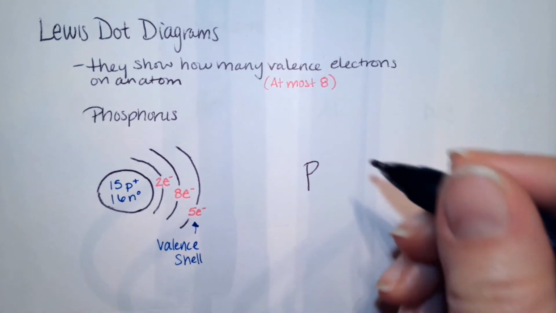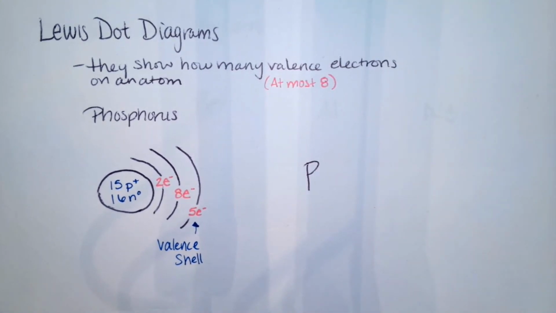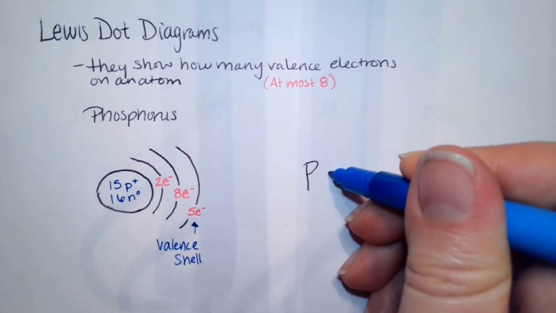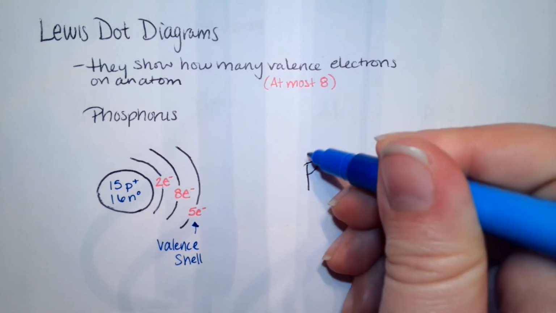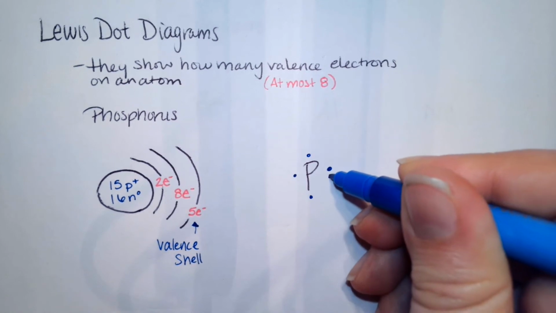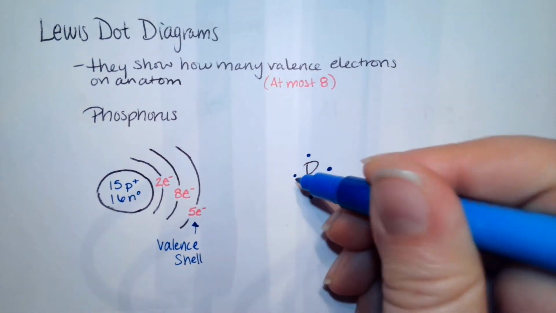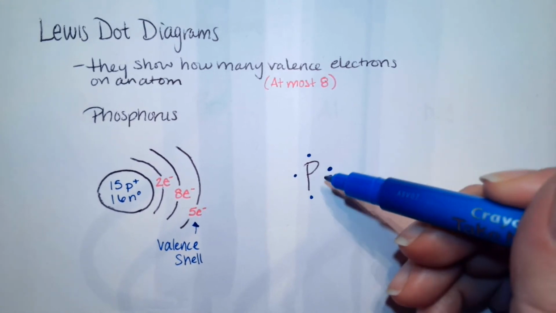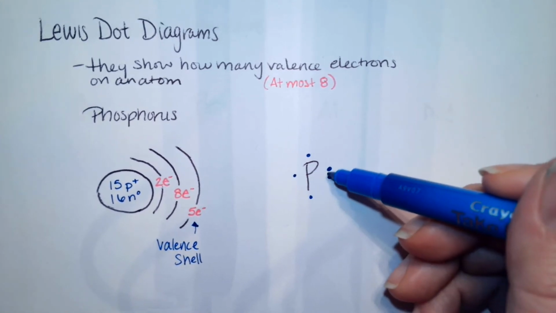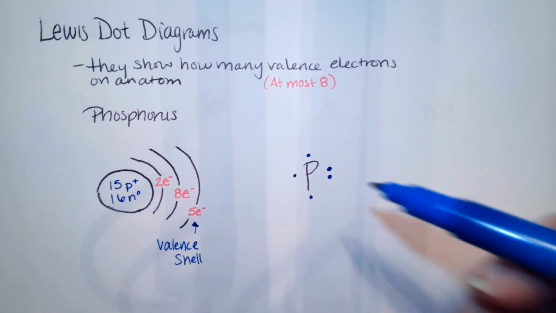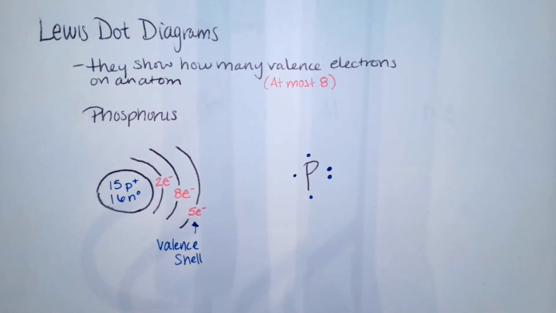That would be 8. And when you place them, you go all the way around. You don't put them all on one side first. So if I'm going to put 5 valence electrons, I'm going to go like this. 1, 2, 3, 4, 5. There you go. So that's the Lewis dot diagram for phosphorus. It is the element symbol with the 5 valence electrons around. And that's all you have to do for a Lewis dot diagram.